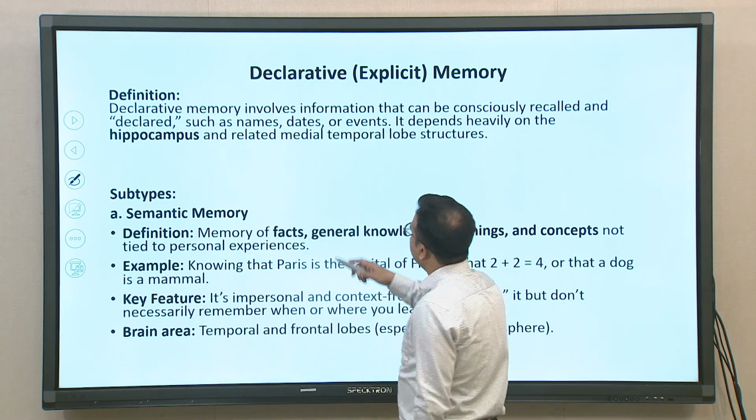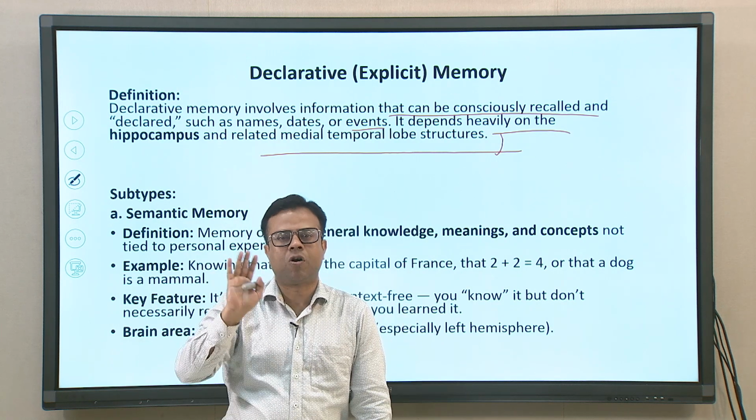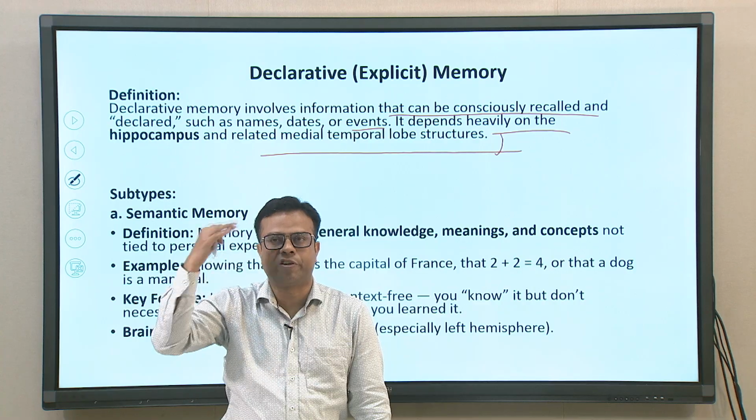Declarative memory involves information that can be consciously recalled and declared, such as names, dates, events. We know the names of people, we know the dates of many things, and we also know when some event happened, what events happened in our life or someone else's life. These are all facts and knowledge that we remember. It depends heavily on the hippocampus part of the brain and related medial temporal structures. These are all called declarative memory because we consciously remember them.